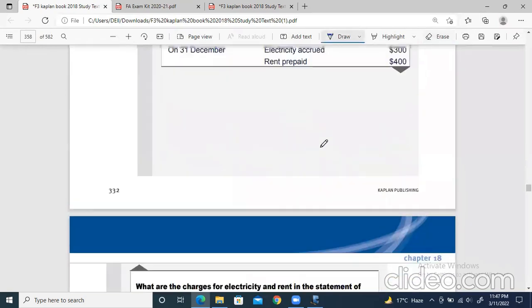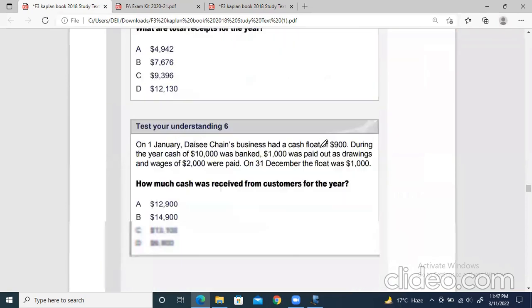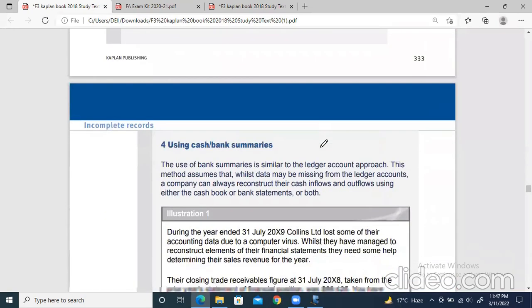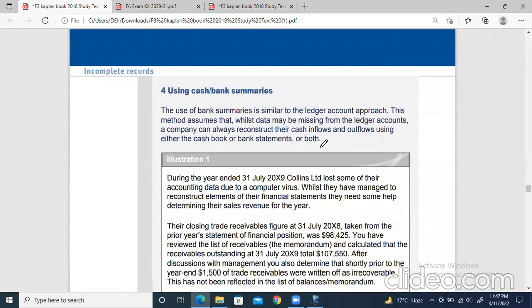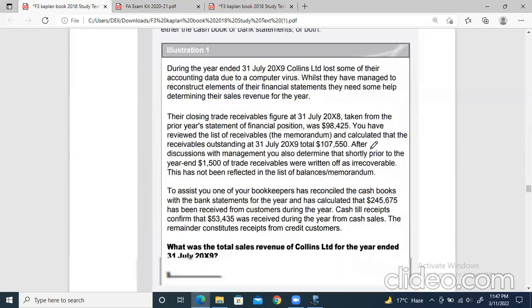Same things are over here as well, right? Now, these are again the same kind of questions. This is the third method, which is using cash or bank summaries. You can see it's written that the use of bank summaries is similar to the ledger account approach. This method assumes that whilst data may be missing from the ledger accounts, a company can always reconstruct their cash inflows. So it's exactly the same thing that we just studied in method number 2, which was making the cash accounts, the bank accounts. And it's actually very similar to the bank account reconciliation as well.